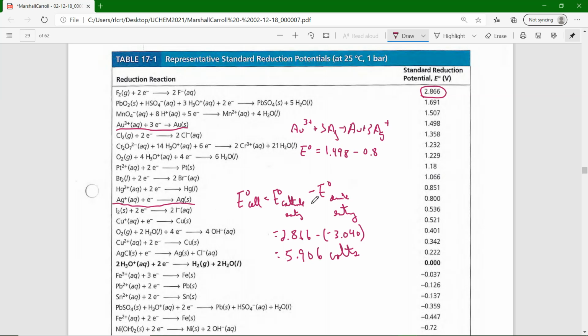Some students think, oh, when they're balancing them, they multiply the silver by 3. Do I multiply the 0.8 by 3? The answer is no. The volt, you may remember from physics, is a joule per coulomb. So if you're multiplying everything through, well, yeah, you've got more energy, but you've also got more charge. So being an intensive property, you don't multiply through by the 3. So it's not like delta H. The value would be, what's that? 1.498 minus 0.8, which is 0.698 volts.